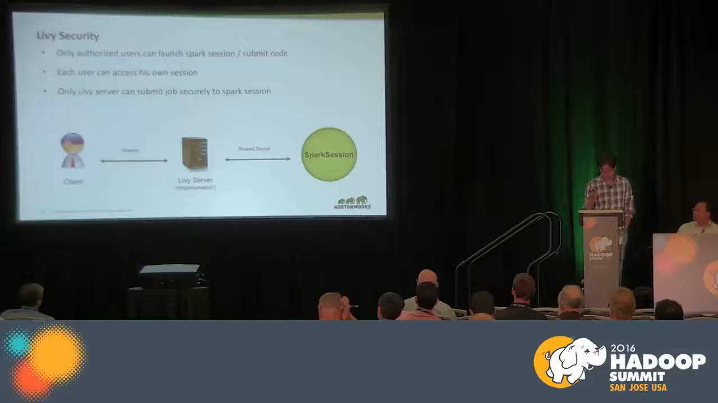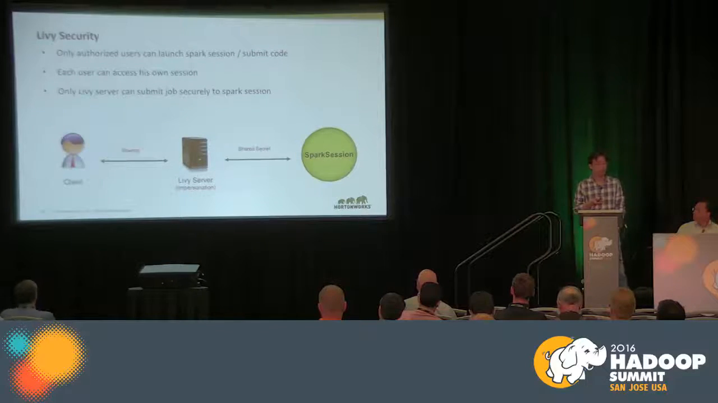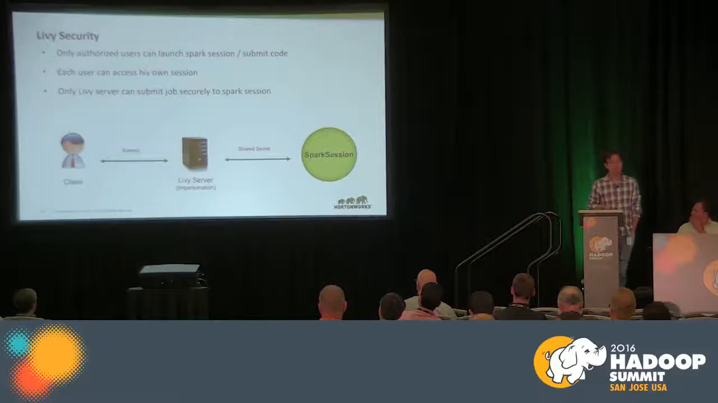The second thing is that we'd like to make sure that each user can access only his own session. We'd like to protect his session. The third thing is that only the Livy server can submit jobs securely to the Spark session. So in order to address these three problems, we use several techniques. The first is SPNEGO. The second is impersonation. The third is the shared secret. So I will talk about them one by one.